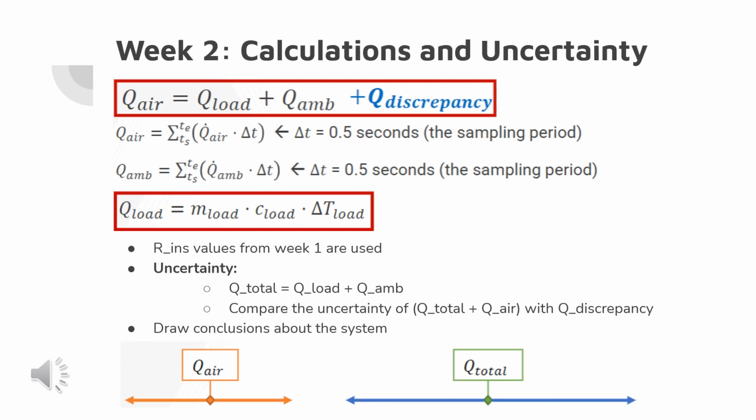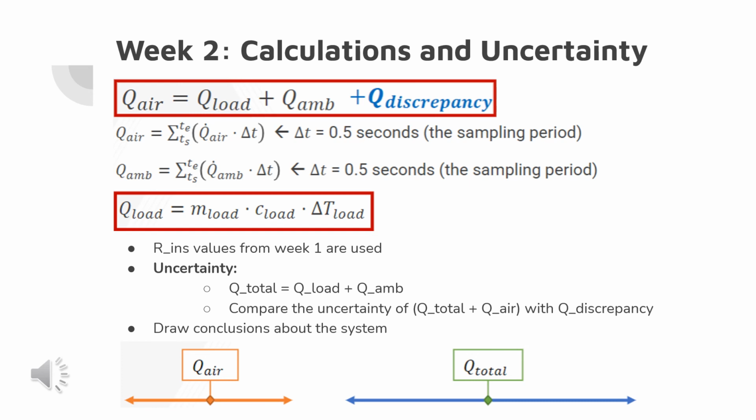These calculations will be done using the R insulation values found from week 1 because these will produce more accurate experimental results than using the theoretical values. Using these calculated values, we can then find the discrepancy between Q air and Q load plus Q ambient and compare that to the uncertainty of Q total plus the uncertainty of Q air to draw conclusions about the system.